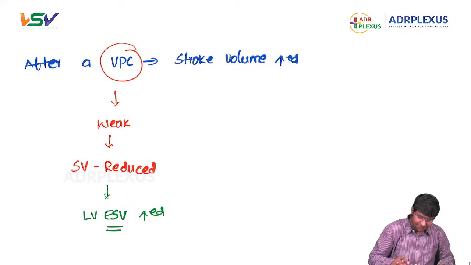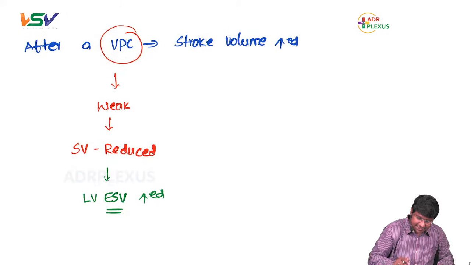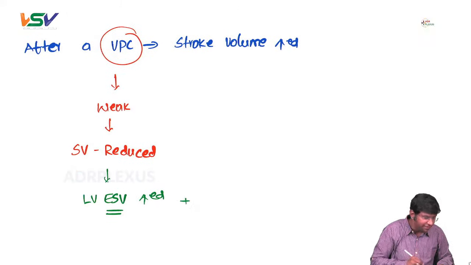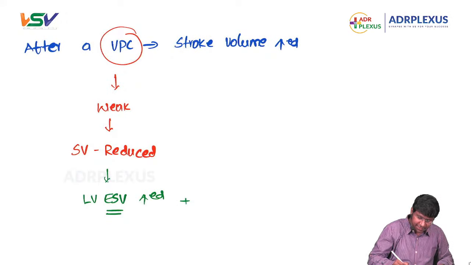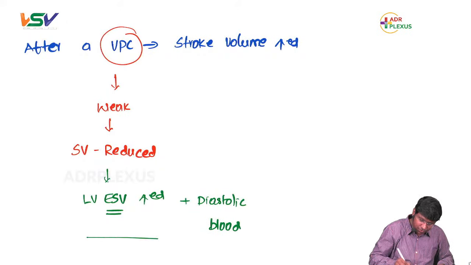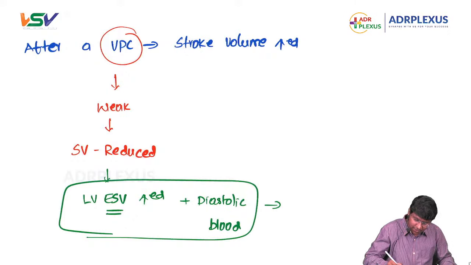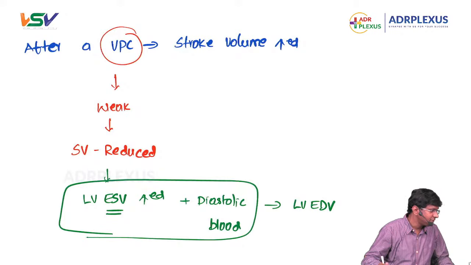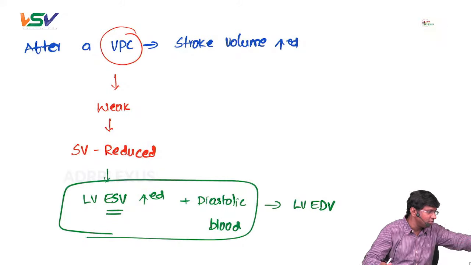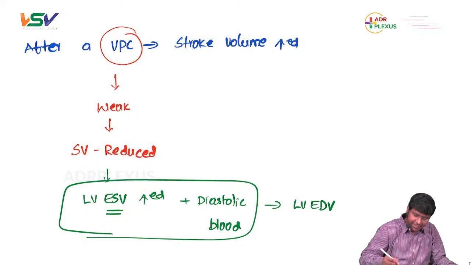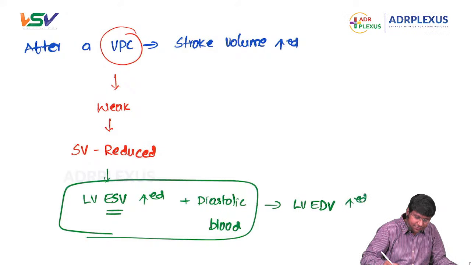Great. Now to this LV end systolic volume, what will add up now? Your diastolic blood will add from the left atria. So tell me, what will happen to your LV end diastolic volume? LV end diastolic volume is increased, right?